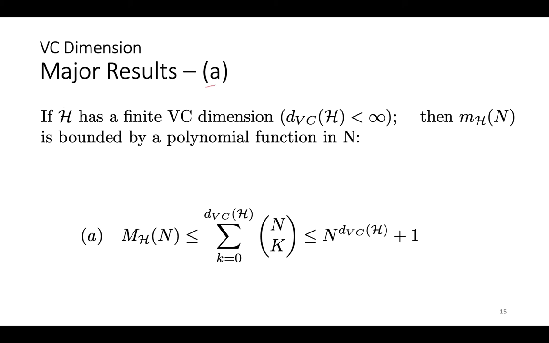So the first one says if your set of hypotheses has a finite VC dimension, right? So the value is smaller than infinity, then MH of n is bounded by a polynomial function in n. So your MH of n is going to be bounded by a selection, right? Which we can call n choose k, just like what you had in the previous example. It was 2 out of 3. So you're going to be bounded by a polynomial function in n. And that would be n to the power of the VC dimension plus 1.